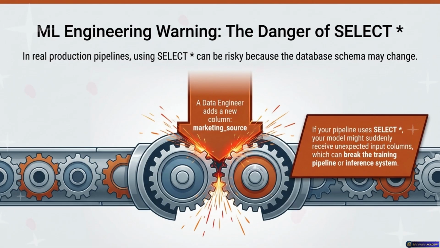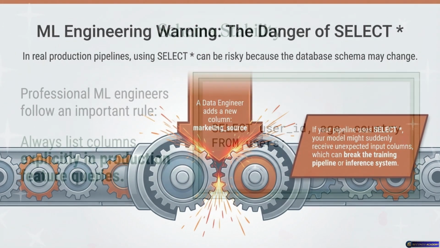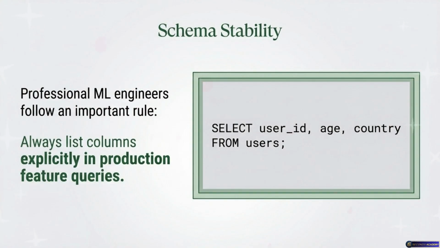So the architectural consequence here is that relying on dynamic wildcards couples your ML model way too tightly to upstream database changes. How do professional teams decouple this? Like, how do they bulletproof the pipeline? They enforce strict data contracts through explicit projection. The golden rule of ML engineering is this. In any automated production environment, you must explicitly declare every single column your model requires by name.